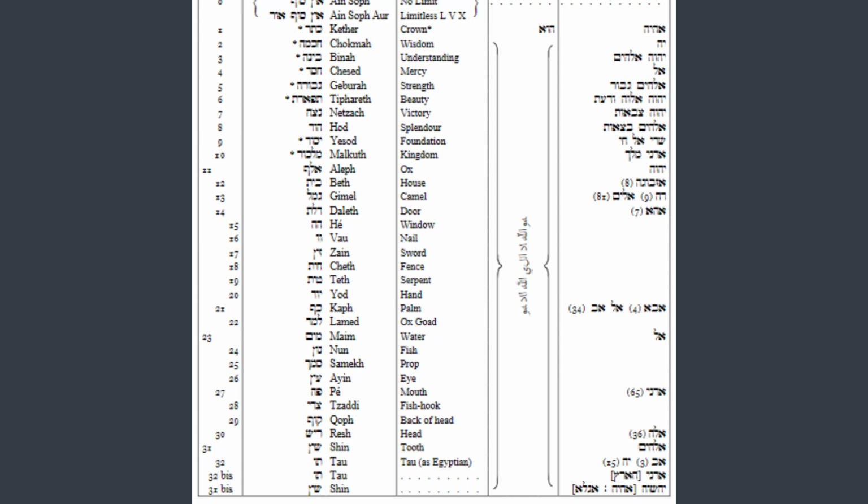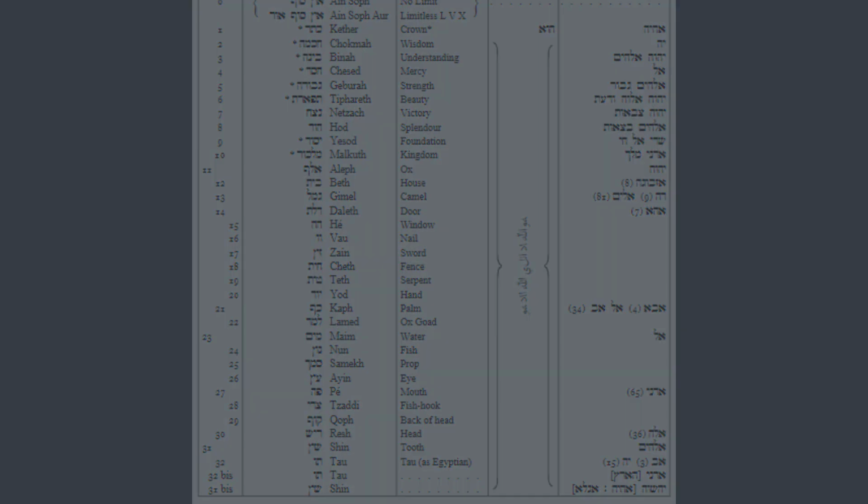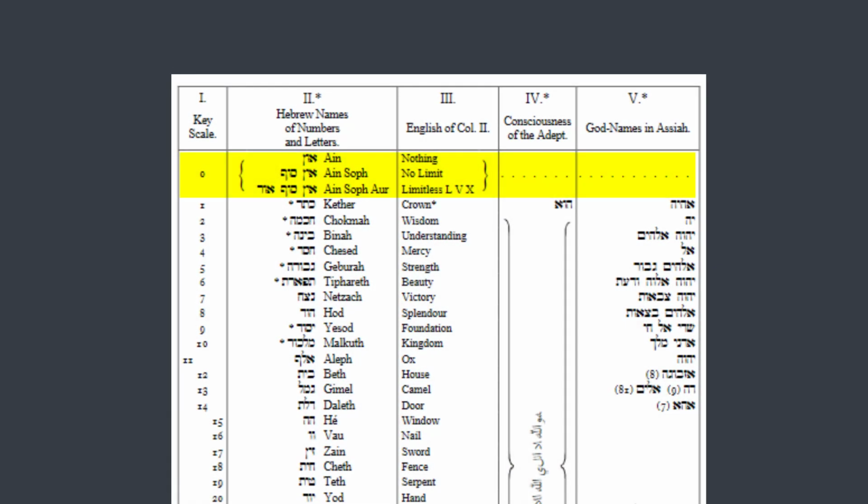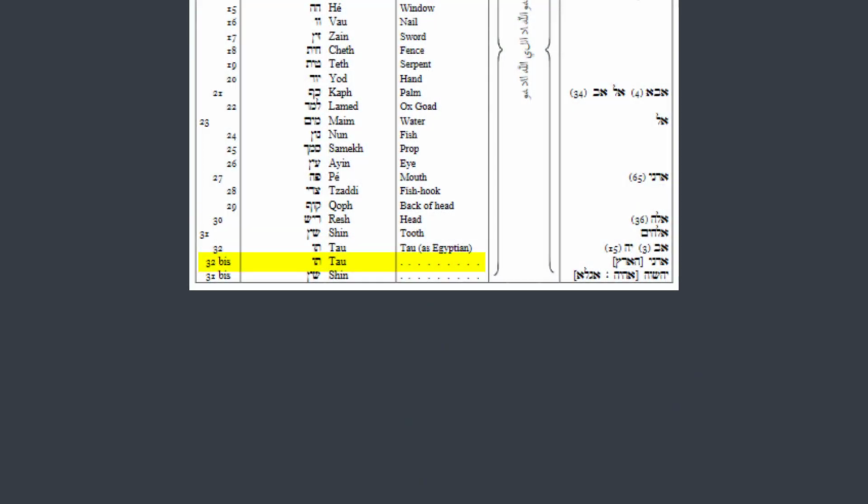There are some limitations with these 32 attributions, so extra rows are included to accommodate the Kabbalistic tree of life. At the top we have 0, spread over 3 lines, but often it is seen as 1 line. And there is no letter for Earth, so Tau doubles up as 32 bis. There is also no letter for Spirit, so Shin also doubles up as 31 bis.